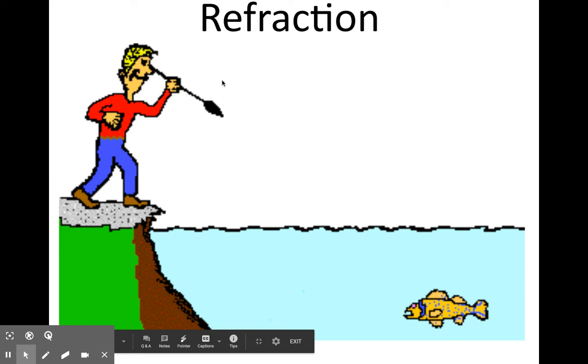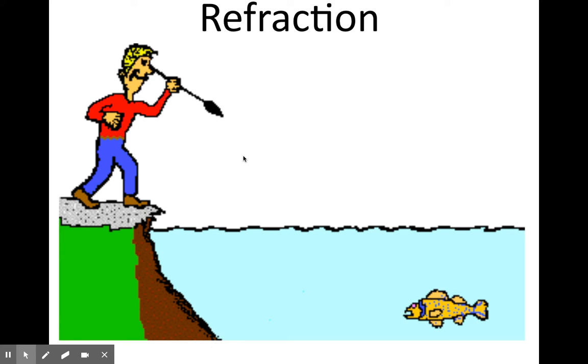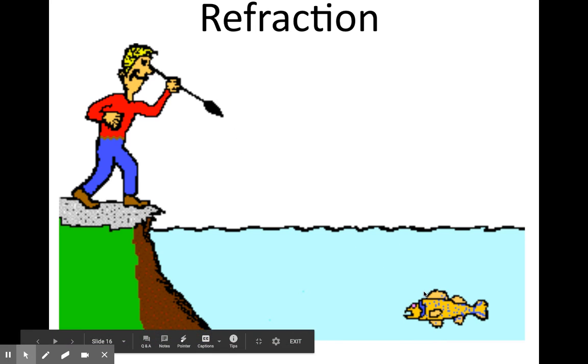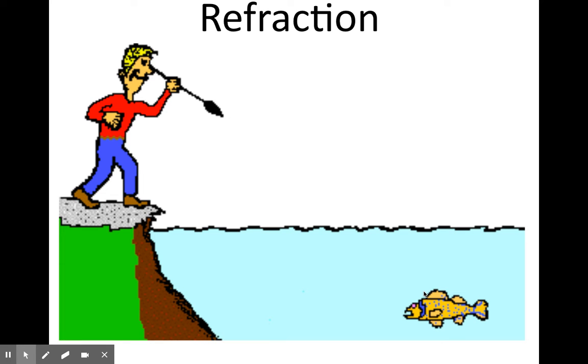One thing to think about is that the image is being refracted. So when we see this fish, if we throw this spear at the fish where we see it, we'll never hit it.